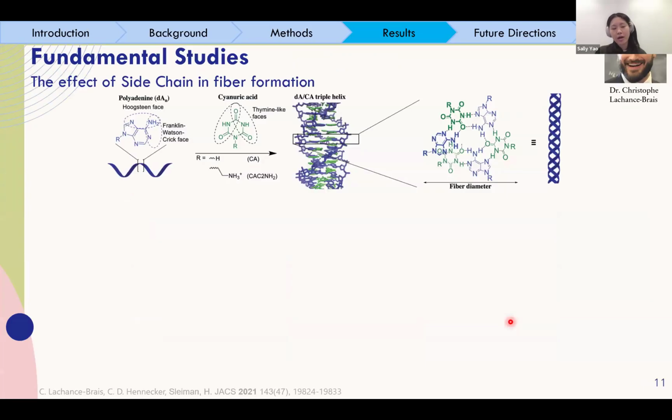So, other than the first toolkit of adding fuel sequences, there's another parameter we can play with in our system, which is the modification of cyanuric acid, the small molecule itself. From the work of our colleague, Dr. Lachance, he discovered that only 2 faces of cyanuric acid are needed for this triple helix structure formation. So it gives us one more degree of freedom to play with the side chains of the cyanuric acid. We have a series of positively charged amino side chains with different lengths.